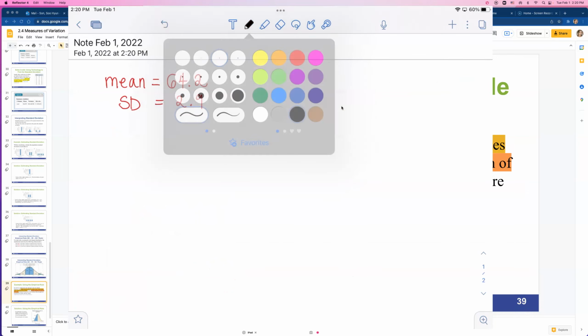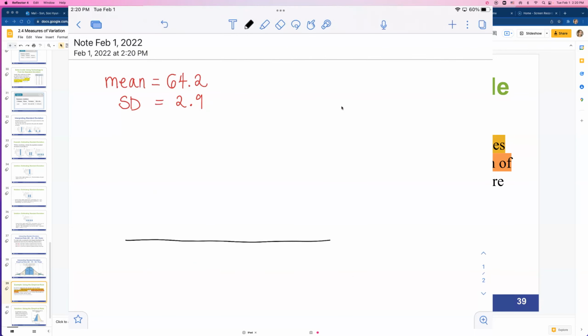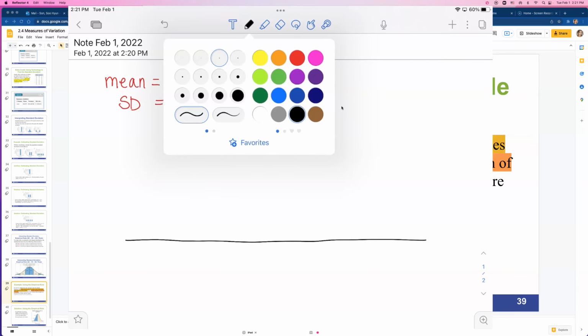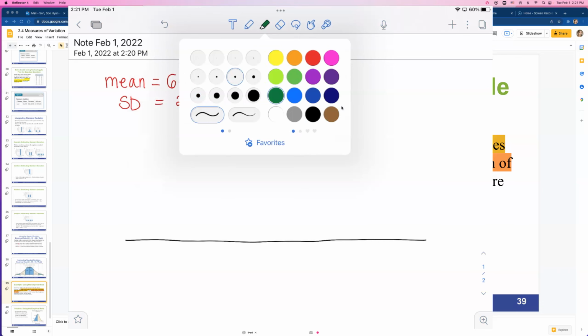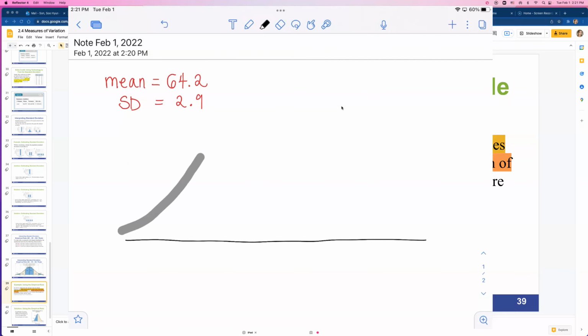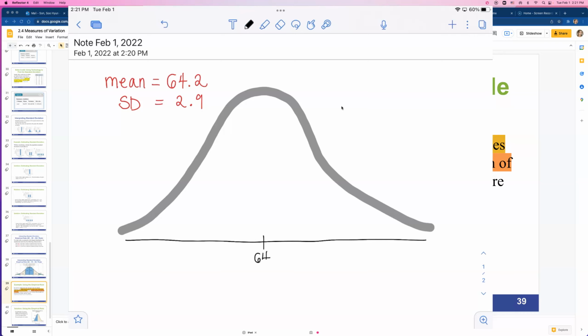So when I sketch a bell curve, I'm just going to draw a horizontal axis here and a bell curve. Oh, I'm not so good at drawing a perfect bell curve, but let me try at least, okay? That looks good, right? Okay, so right in the middle, I will put my 64.2. That's the mean, right? Now I need to go 1 to the right, and I actually need to go 1, 2, 3 to the right. And I need to go 1, 2, 3 to the left, okay?